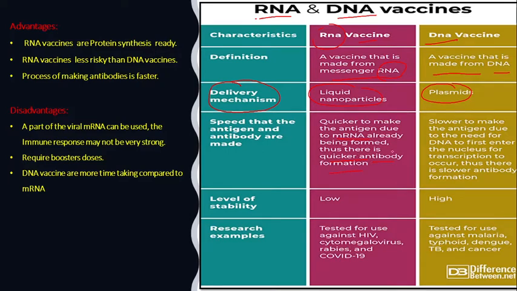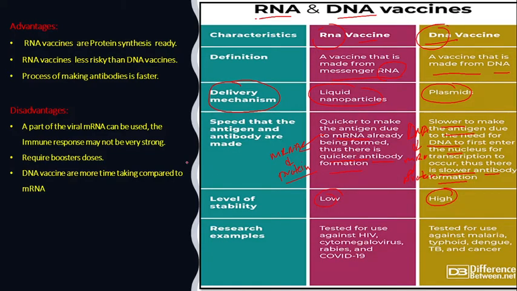Whereas in the case of DNA based vaccine, it is much slower to make antigen because first the DNA enters the nucleus. So DNA will complete that entire cycle: the DNA will be there, then mRNA will be made, and then protein will be made. So one step longer is there. That is why slower antibody formation is there. And in the mRNA case, protein is made directly from the mRNA, so it is quicker compared to DNA. But there is one advantage in the case of DNA based vaccines, that they are highly stable compared to mRNA based vaccines, which have a low level of stability.